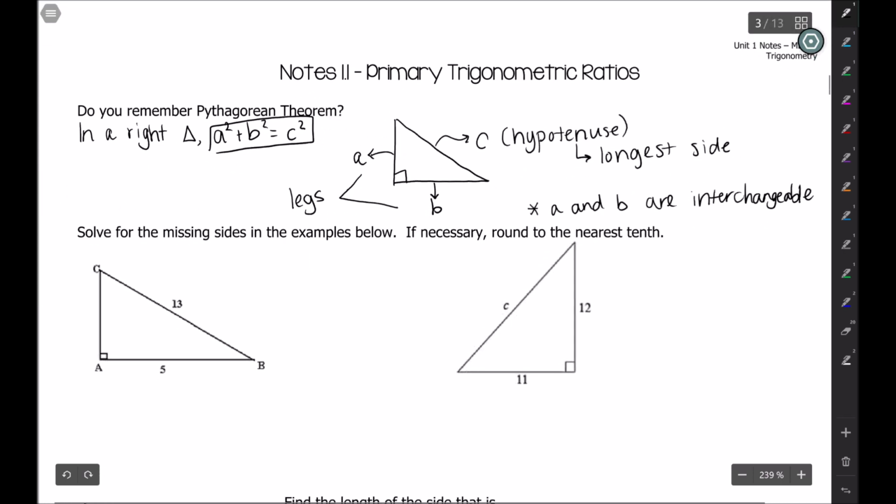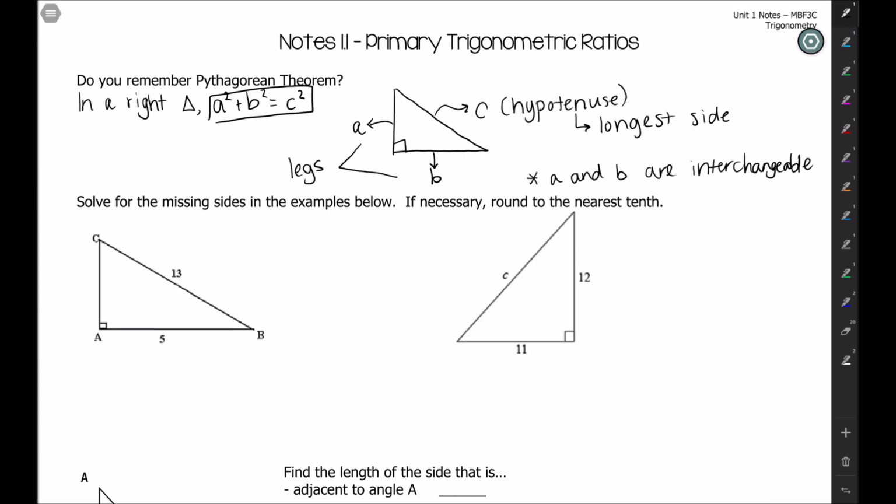So if you take a look right here, it says to solve for the missing sides in the examples below. If necessary, round to the nearest tenth. So we'll talk about how to do that right now. In this first example, one thing I want to indicate is you cannot assume that a triangle is a right triangle without this right angle box. Okay, so now that we see that right angle box there, we can assume it's a right triangle. And what we're going to do is label each one of these sides.